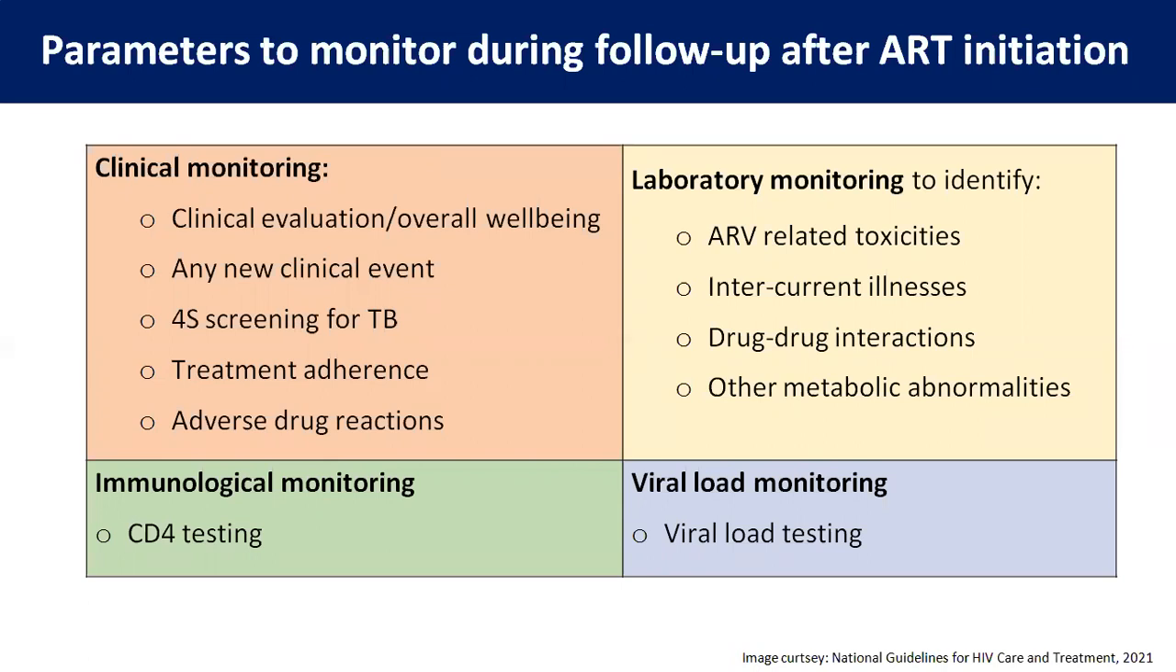Other metabolic abnormalities: sometimes we do see metabolic changes due to some drugs, especially tenofovir. In case of lopinavir and ritonavir, you might get lipid profile changes. In case of tenofovir, you have to see whether there is any secondary renal damage or not. For that, you have to check sodium, potassium, calcium, and phosphate in the blood. Immunological monitoring is reflected by CD4, so we do the CD4 testing, and of course the viral load monitoring up to 6 months.